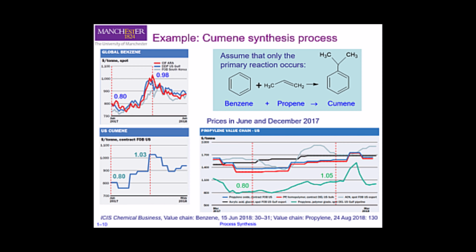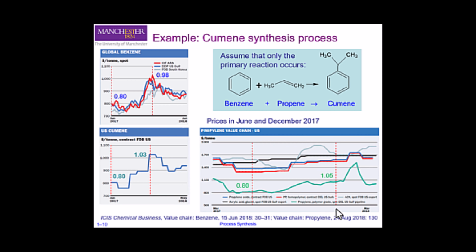Now to help you understand what gross margin is and how it can help us make a go no go decision on our process, let's look at this example of cumene synthesis process. And here we are only considering the primary reaction. Okay, so if you look at your case study of cumene production, there are two reactions. So here we are only looking at the main reaction for the synthesis of cumene, that is benzene reacting with propene to form cumene.